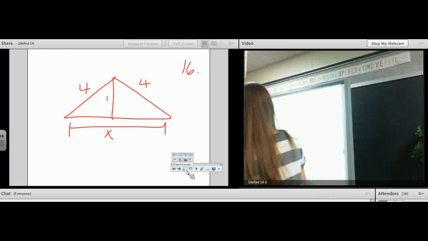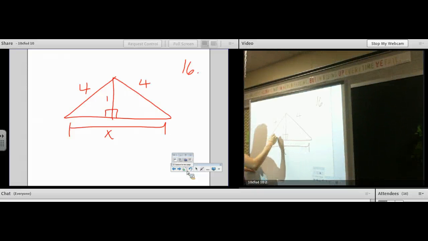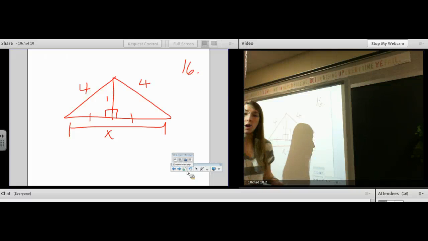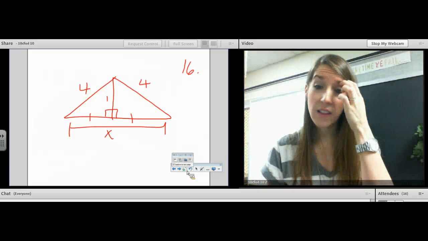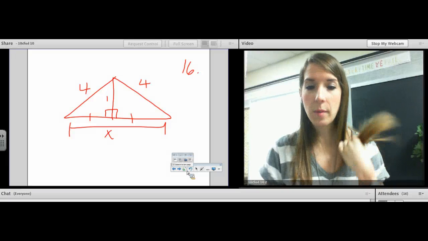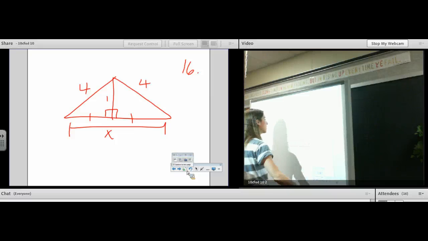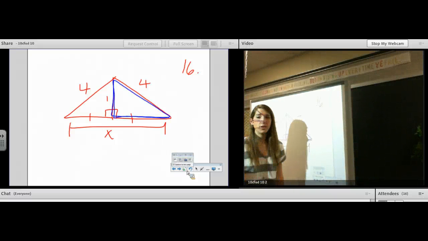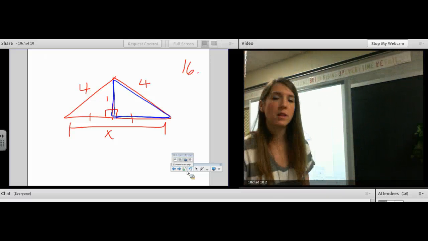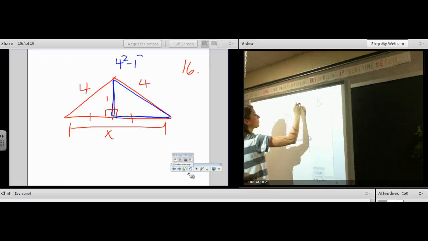Very good. We also have the altitude drawn. We know that when you draw an altitude in an isosceles triangle, it is also a median. So when we find a leg of that triangle, we can double it to find x. You can only use Pythagorean theorem on right triangles. You've got to find a right triangle. If you don't have a right triangle, you can't use Pythagorean theorem. So we're going to look at the blue triangle, and we're going to do Pythagorean theorem.